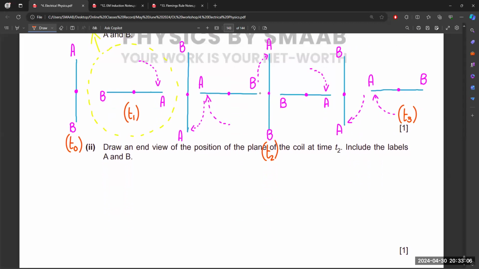In the next part, again, they are asking the same: draw an end view of the position of the plane of the coil at T2. So we already drew all the positions. So at T2, you can see this is the answer. This is the answer for T2.